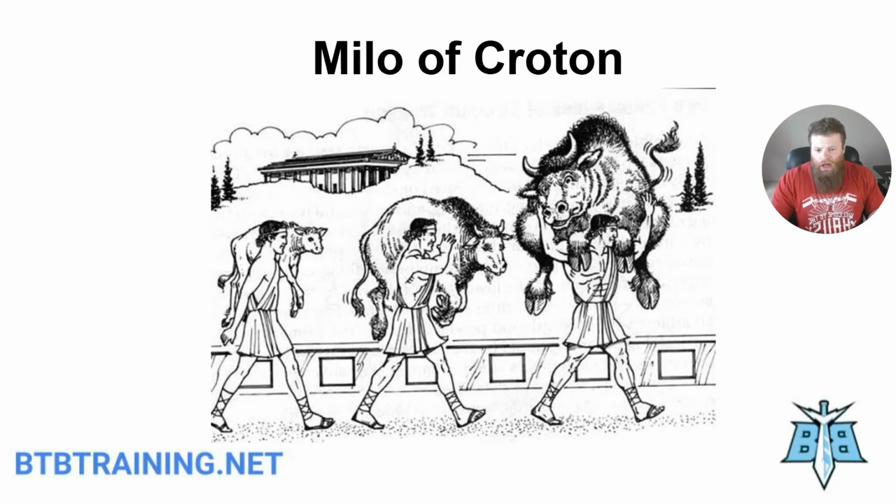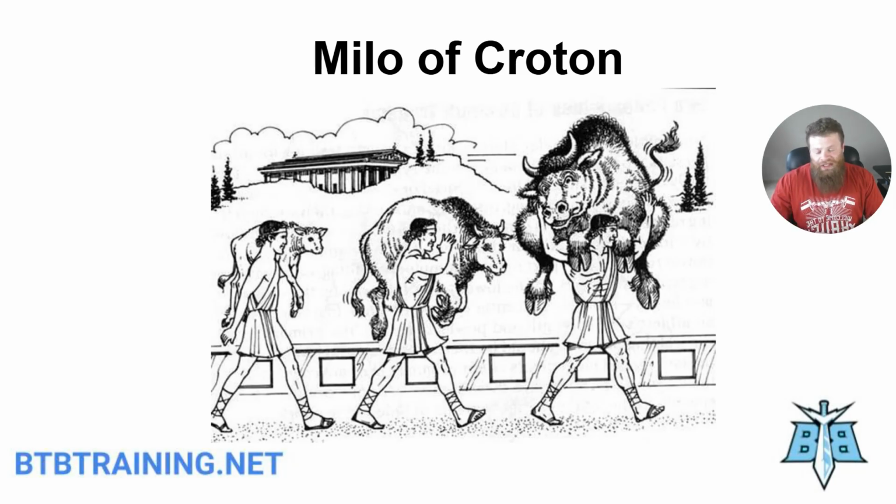Probably one of the best examples of progressive overload comes from Greek legend, in particular the tale of Milo of Croton. Milo was a Greek athlete. We're going way back in the day here to the early days of the Olympics, and Milo was a multiple-time winner of the Olympic wrestling.